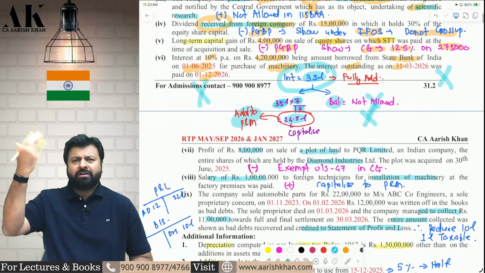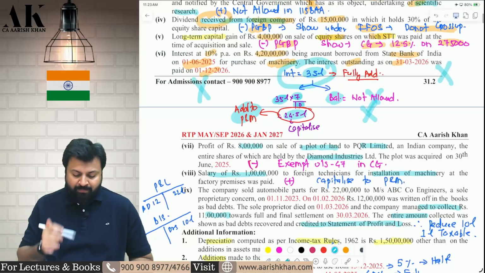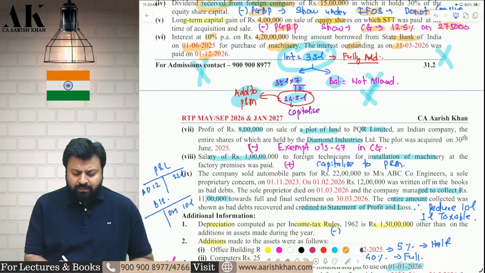Okay. Forever means whenever you will pay in the next year you can claim the deduction. Next one, there is a profit on sale of land of 8 lakh rupees to PQR Limited.